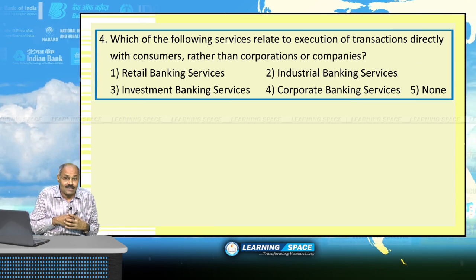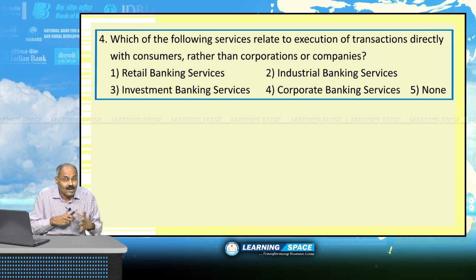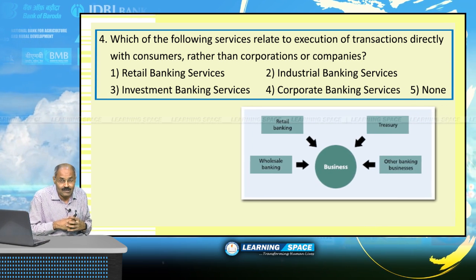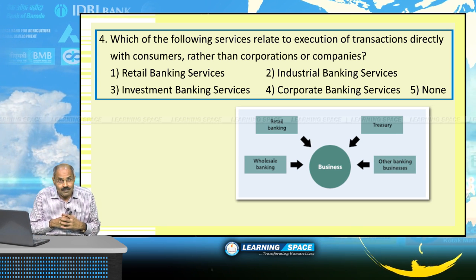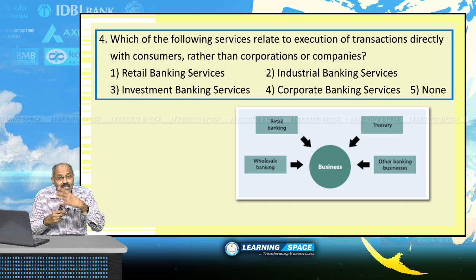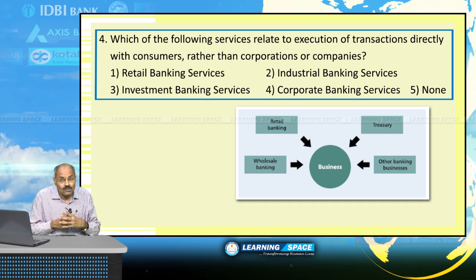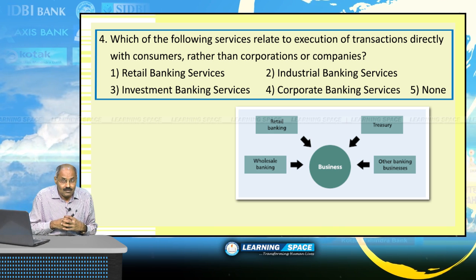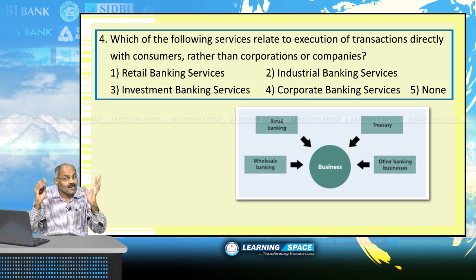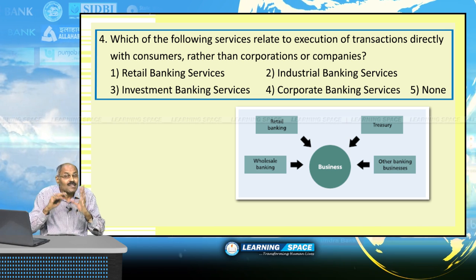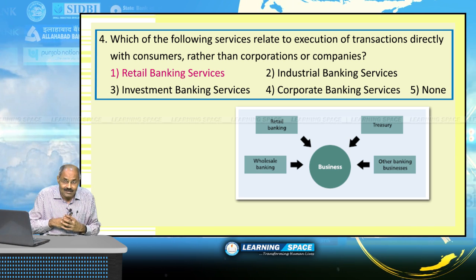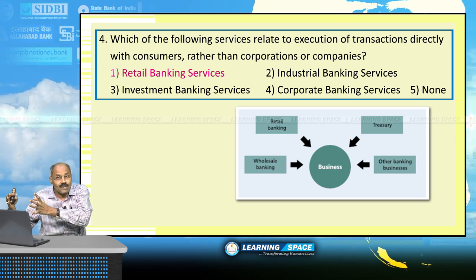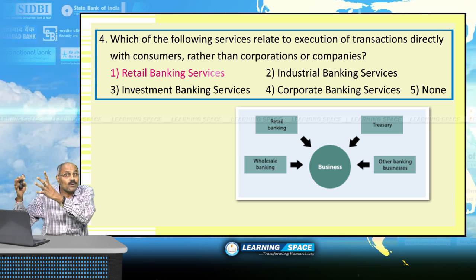Look into the next one. Which of the following services relate to execution of transactions directly with consumers rather than corporates or companies? Right, I would like to explain. You know about various loans: personal loans, house loans, mortgage loans, credit cards. These pertain to individual customers. These come under retail banking services.